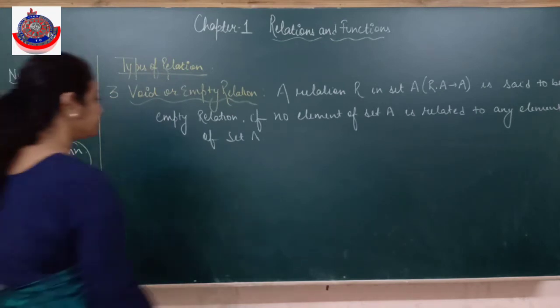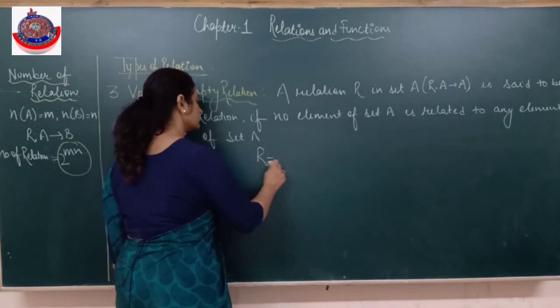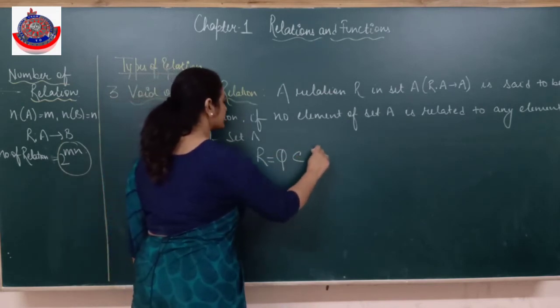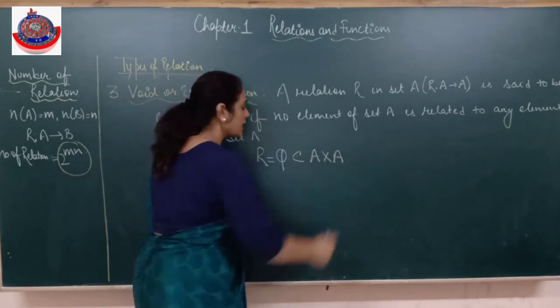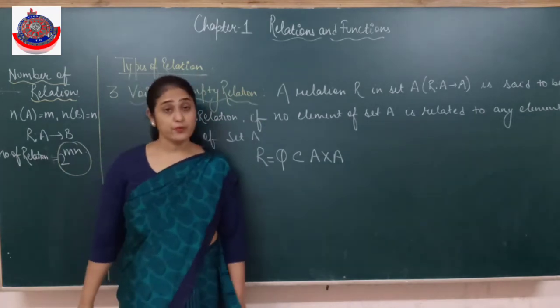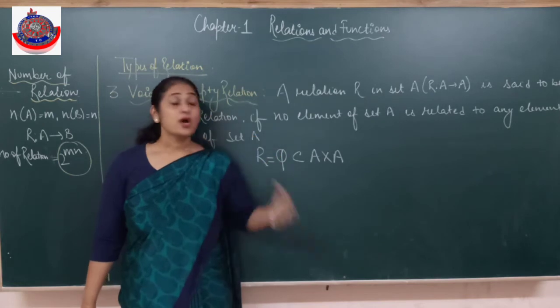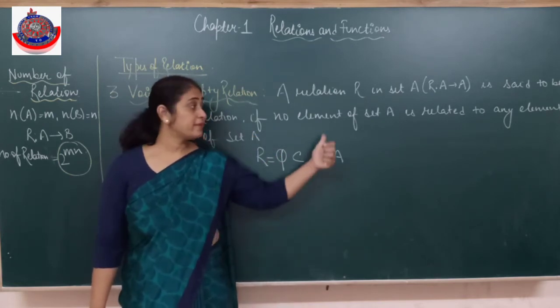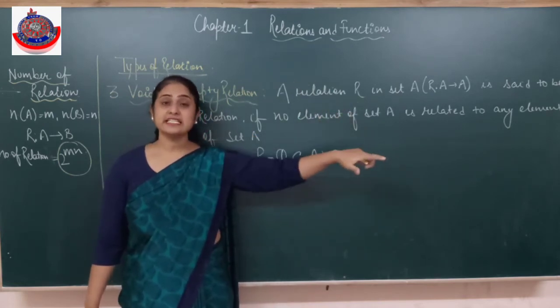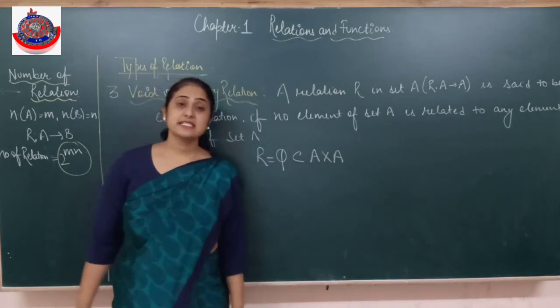Then we say it is the empty set, and phi is also a subset of A cross A. That will always remain. R is always a subset of the Cartesian product. Is it clear? Phi is a subset of every set. So when no element of the first set is related to the second set, we say it is an empty set.